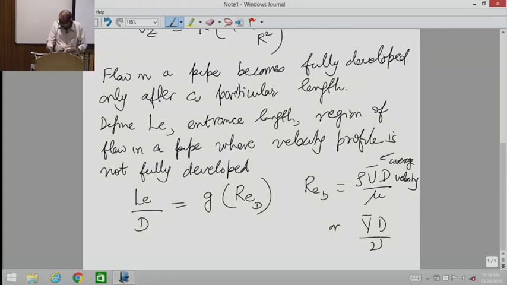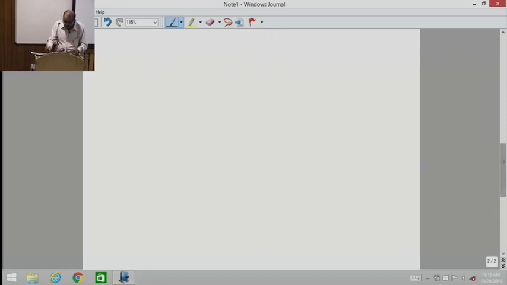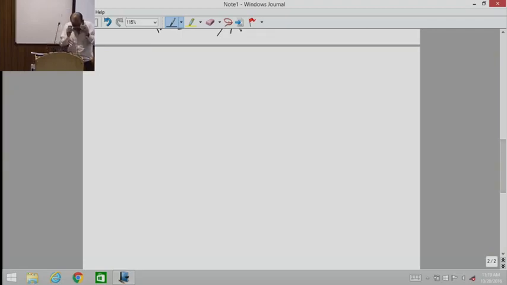And V bar is defined as the average velocity, the flow rate in the pipe divided by the area. You have already seen this. And Reynolds number has been defined by this. So now what is found is, I'll first introduce this, and then I'll explain the meaning of laminar and turbulent. Laminar flow means Reynolds number is low. I'll come to that in a minute.